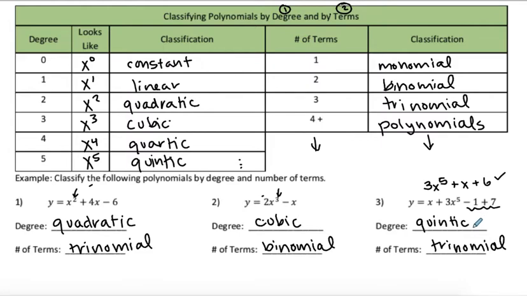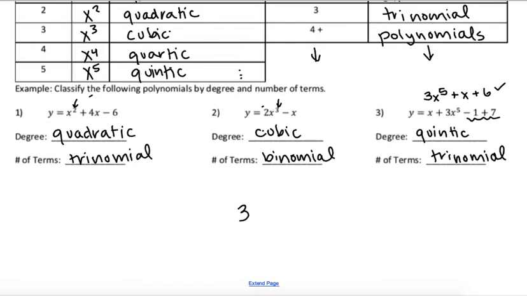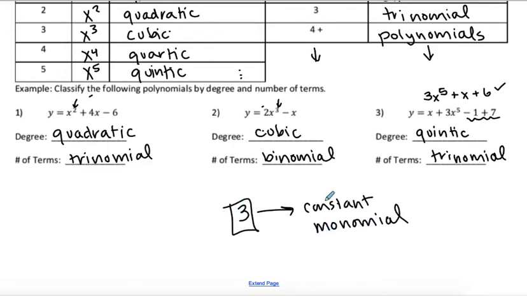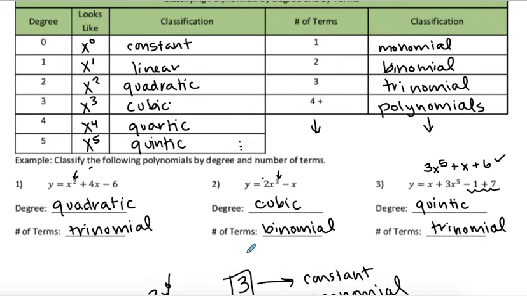If I just had 3, 3 by itself would be a constant monomial. Because it's all by itself, which is mono, and then it's 3x to the 0, which we know is 1. So it doesn't change. It is 3, and it is always 3, no matter what x is. I've had people in the past that this has thrown off. What does a constant monomial look like?